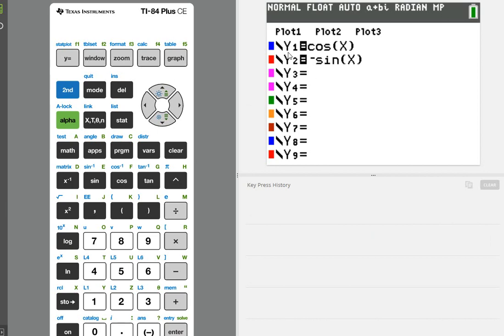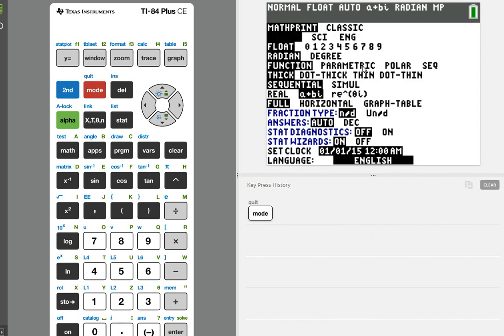Yeah, you have to be in radian mode. So if you're not in radian mode, hit the mode key and change that up.